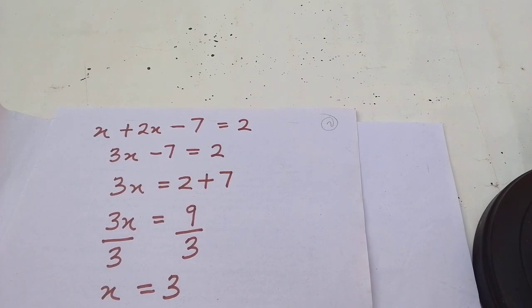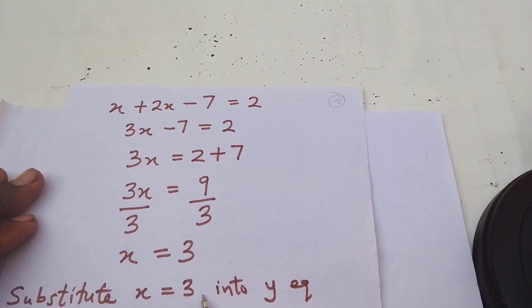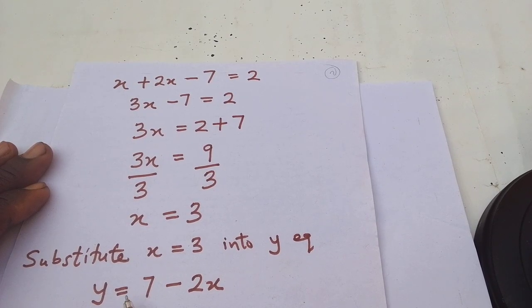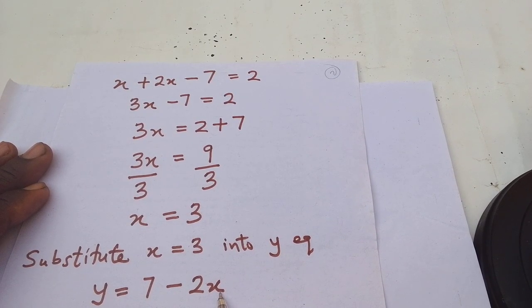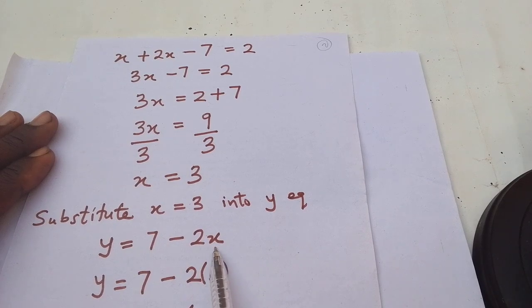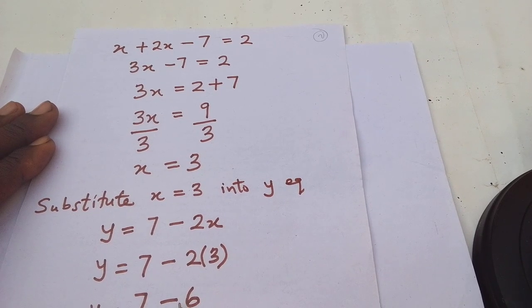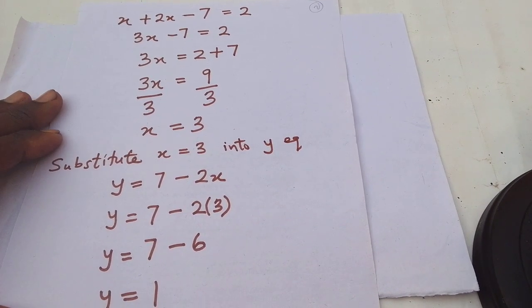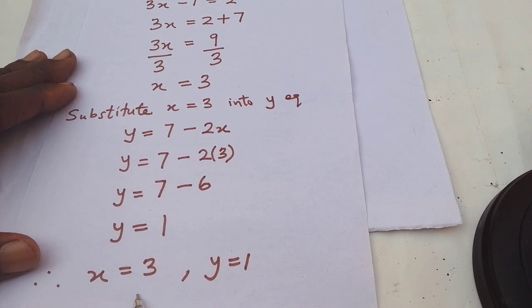Now, you will substitute x is equal to 3 into the equation for y. You know already we've got the formula for y: y is equal to 7 minus 2x. In place of x, you are going to put this 3. So y is equal to 7 minus 2 times 3, which will give us 6. So 7 minus 6 is 1. Therefore the value of x is 3 and y is 1.